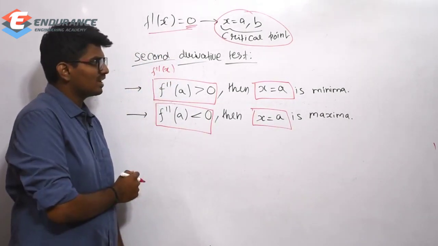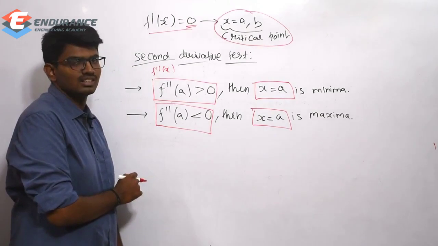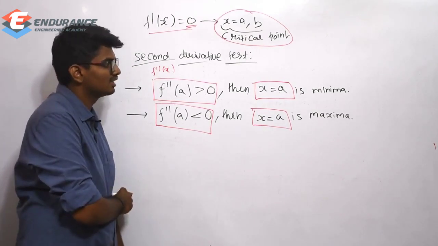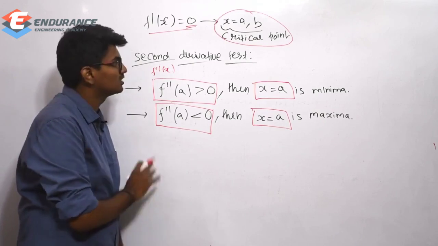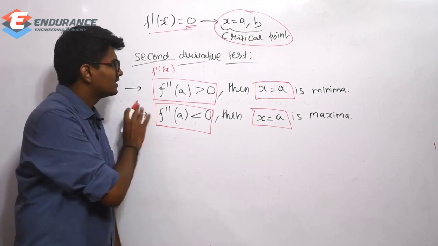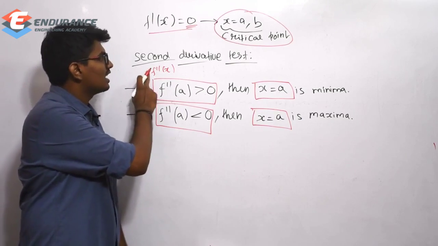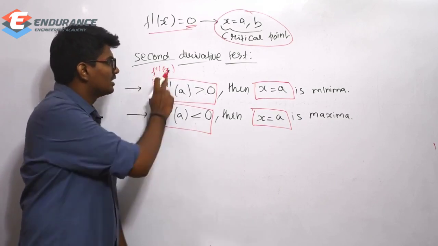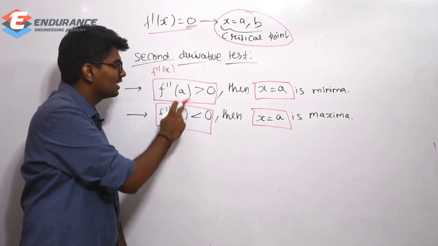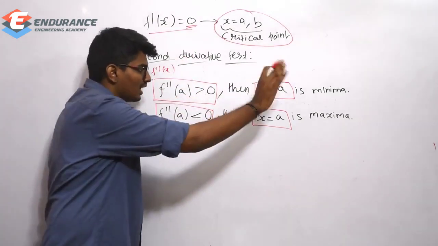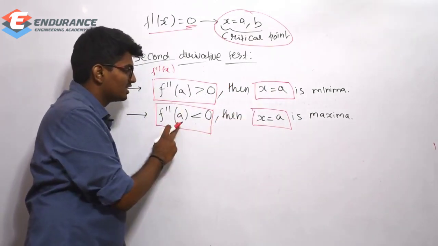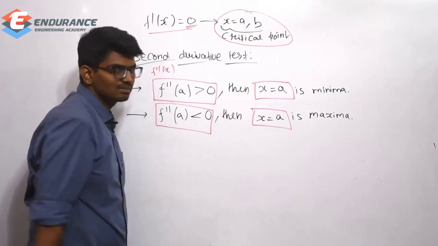This looks very simple when you compare it to the first derivative test, but it doesn't mean that it will always be simple. In a few examples the first derivative test will be useful, and in a few problems the second derivative test will be useful. So in the second derivative test, differentiate f dash of x again and substitute the critical points. Here my critical point is a, and if the value is greater than 0, then x equal to a is minima, and if it is less than 0, then x equal to a is maxima.